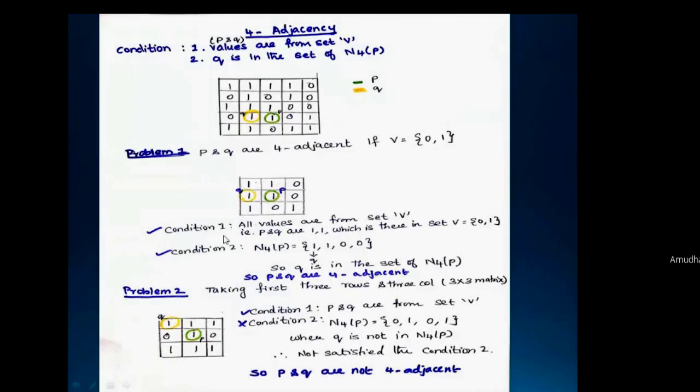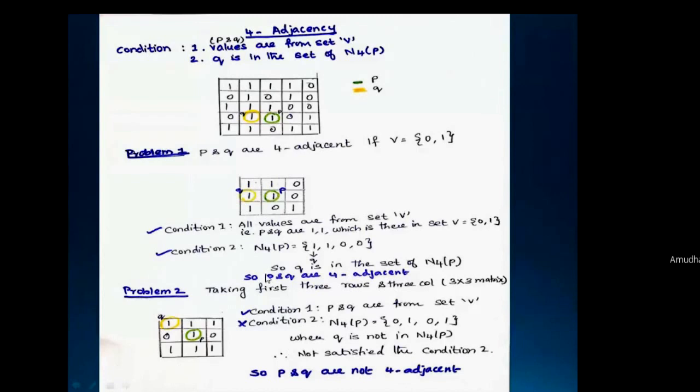Now the condition 1. P and Q should be from the set value V. What is the P and Q value? 1 and 1. So they are from the set V, because V is 0 and 1 and both are 1. The first condition is satisfied. Correct? Because P is 1, Q is 1, which is from the set value V.